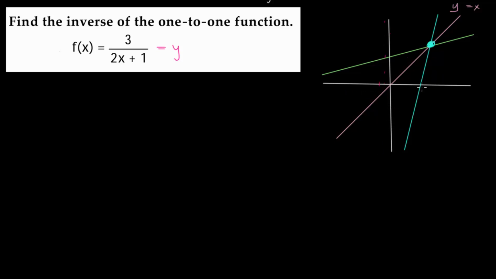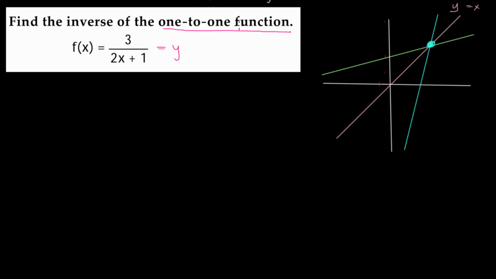And we know it's invertible because it is a one-to-one function. And what this means is that for every x value, there is exactly one y value. And we know that because it's a function. That's the definition of a function. But a one-to-one function means that for every y value, there is exactly one x value that leads to it.